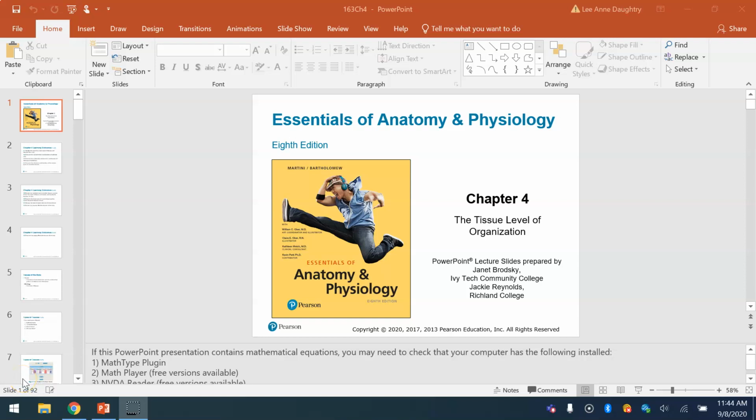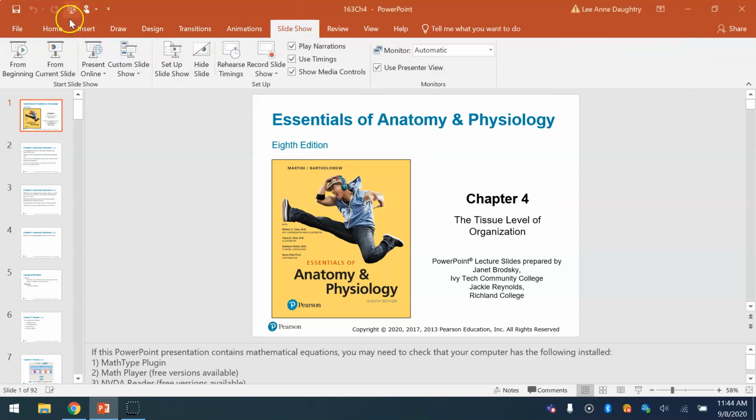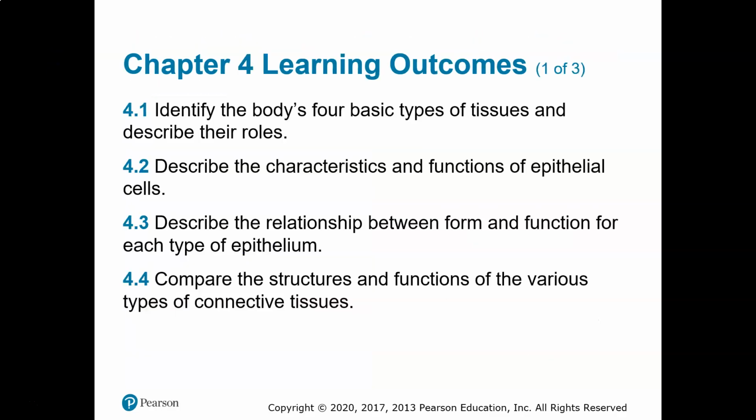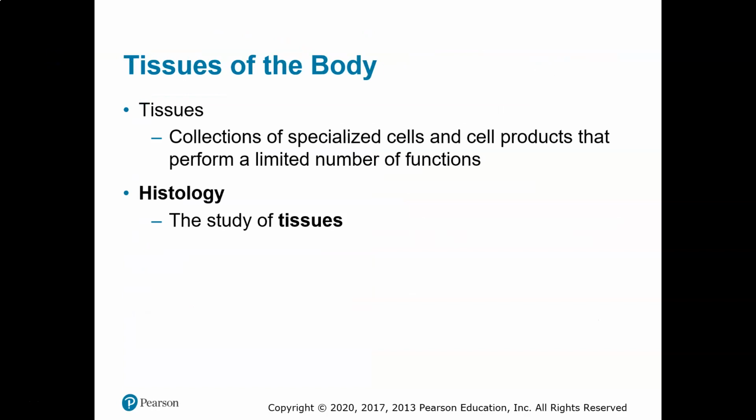These are your lecture notes for Chapter 4, the tissue level of organization. For time's sake, I might skip through some slides, but that's simply for the sake of time. Tissues are defined as collections of specialized cells and cell products that perform a limited number of functions.